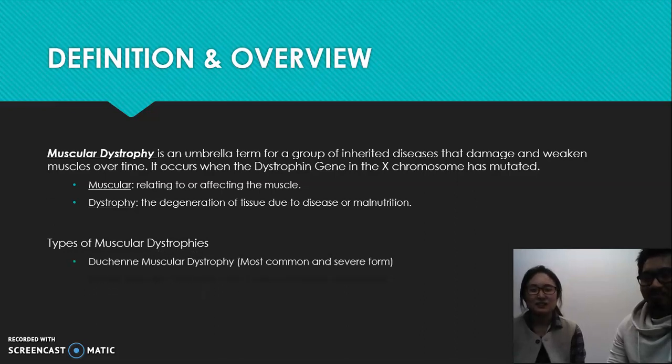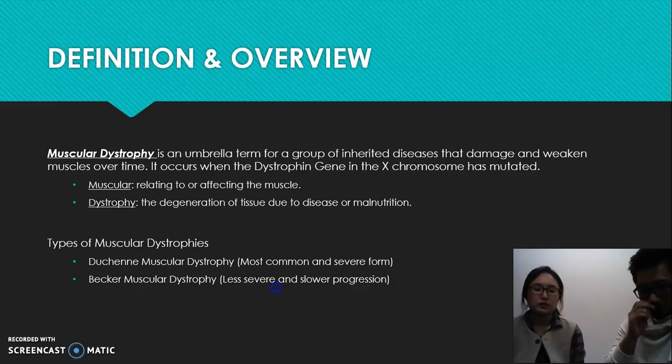And there are 150 types of muscular dystrophies. We're going to focus on the top two. The first one is Duchenne muscular dystrophy. It's the most common and severe form. The Becker muscular dystrophy is a less severe form with slower progression.